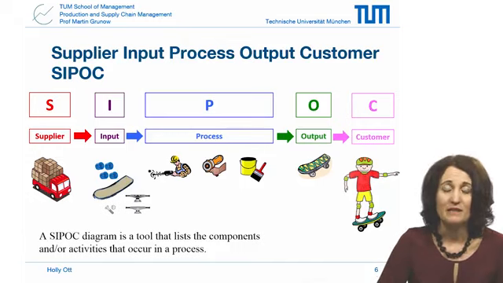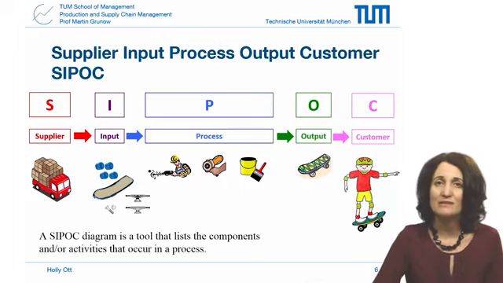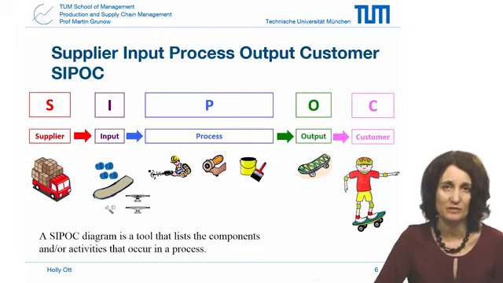This is the basis then for creating the so-called SIPOC diagram, a tool that lists the components and the activities that can occur in a process. And why is this useful? We're starting to trace the activities, not just to produce a product or services, but from the supplier of the inputs through the entire process to the customer. The SIPOC diagram gives us a high-level picture of the value-added steps in the process. It's often used in any type of business process management and is a common tool in Six Sigma projects.